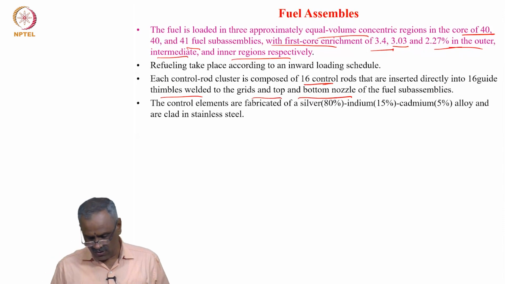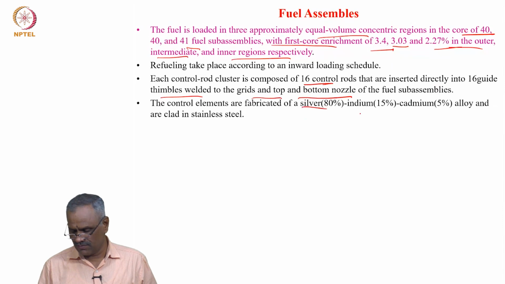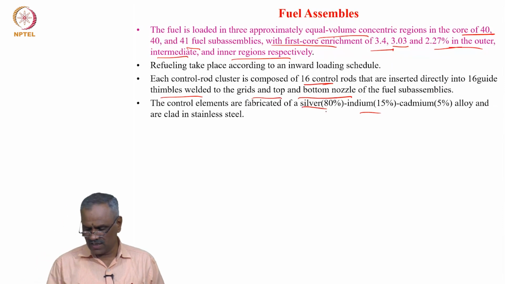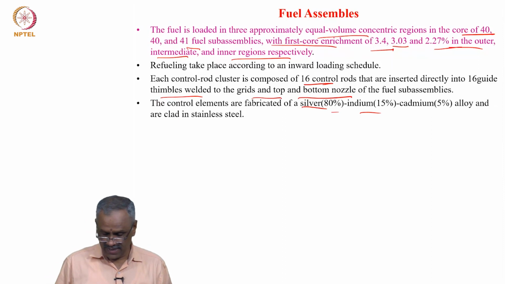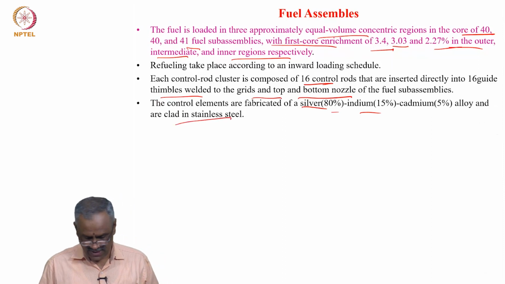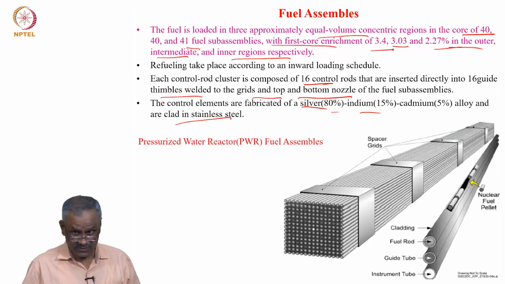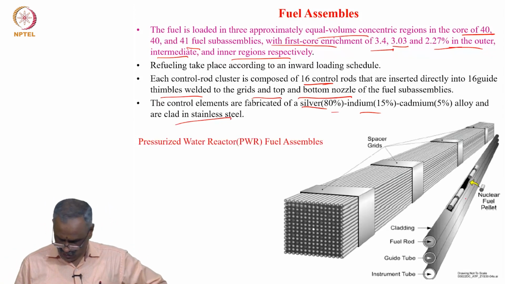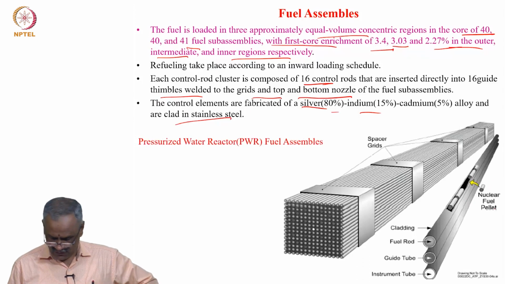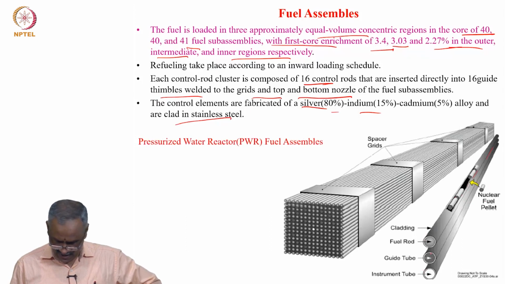And the control elements are mainly fabricated from a silver, indium, cadmium alloy in the respective percentages, and they are clad in stainless steel. It looks like this here. You can see the nuclear fuel pellets are placed here, and then there is a cladding over that, and the entire thing is called a fuel rod. These fuel rods are put into guide tubes here. This is a guide tube here, and this is an instrument tube where data is taken.